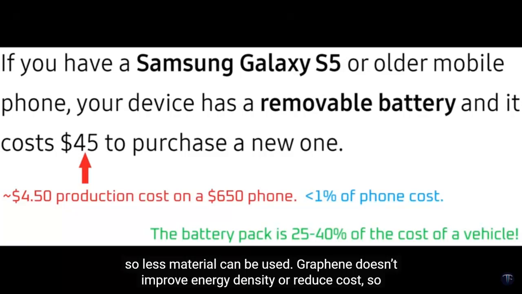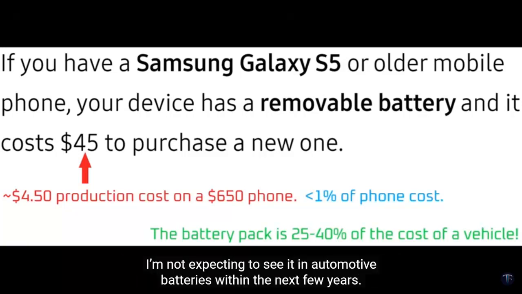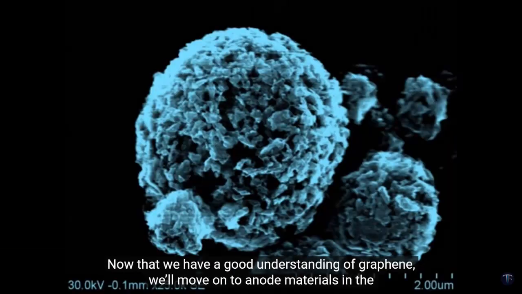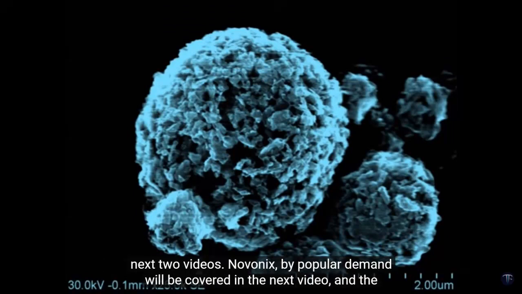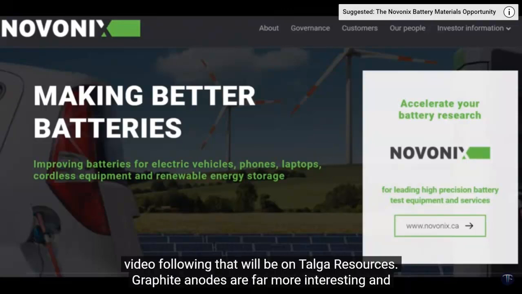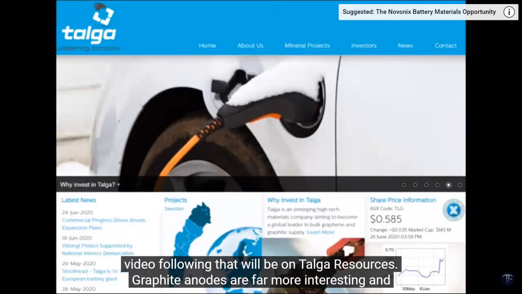Now that we have a good understanding of graphene, we'll move on to anode materials in the next two videos. Novonix, by popular demand, will be covered in the next video, and the video following that will be on Tolga Resources. Graphite anodes are far more interesting and far more promising than they get credit for, and I'm looking forward to sharing what I've learned.